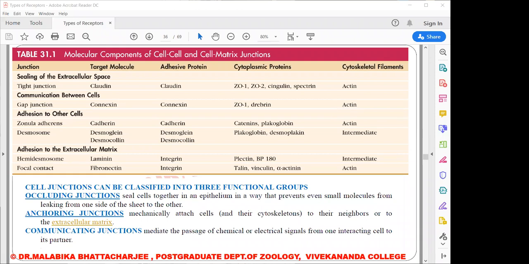So these are the functions I had initially mentioned about the junctions. The occluding junctions seal cells together in epithelium. The anchoring junctions mechanically attach cells to their neighbors or to the extracellular matrix. And the communicating junctions mediate the passage of chemical or electrical signals from one interacting cell to its partners.